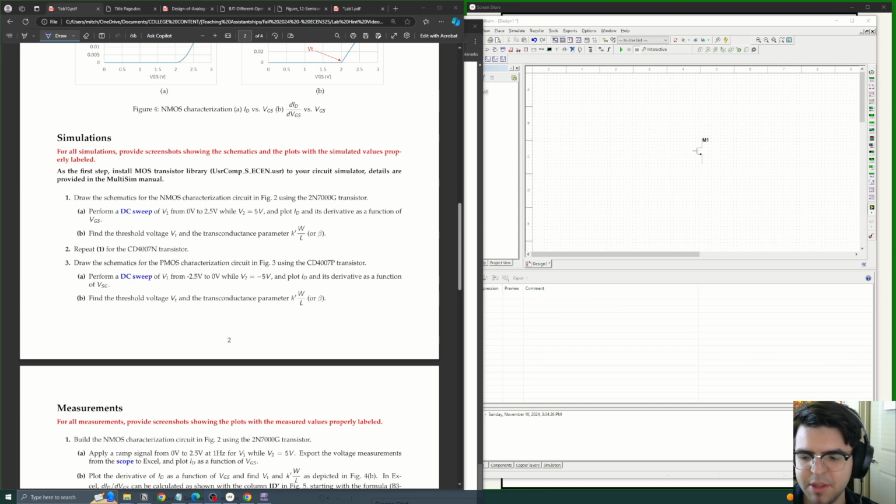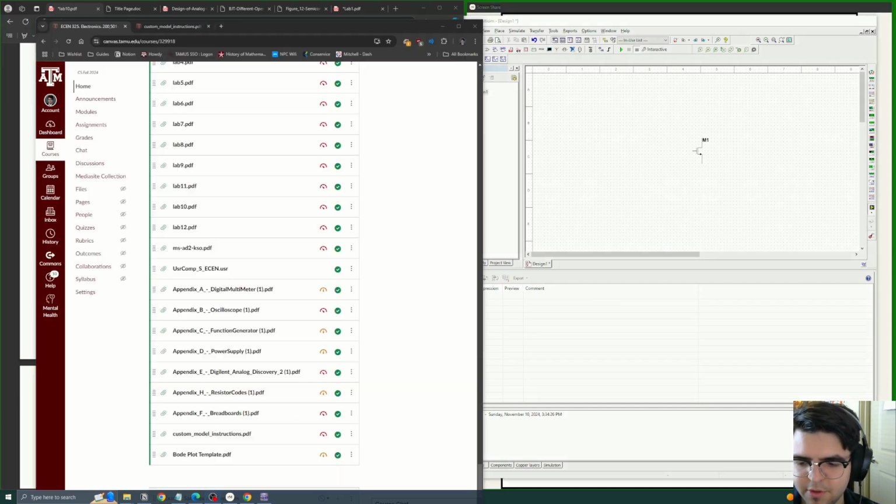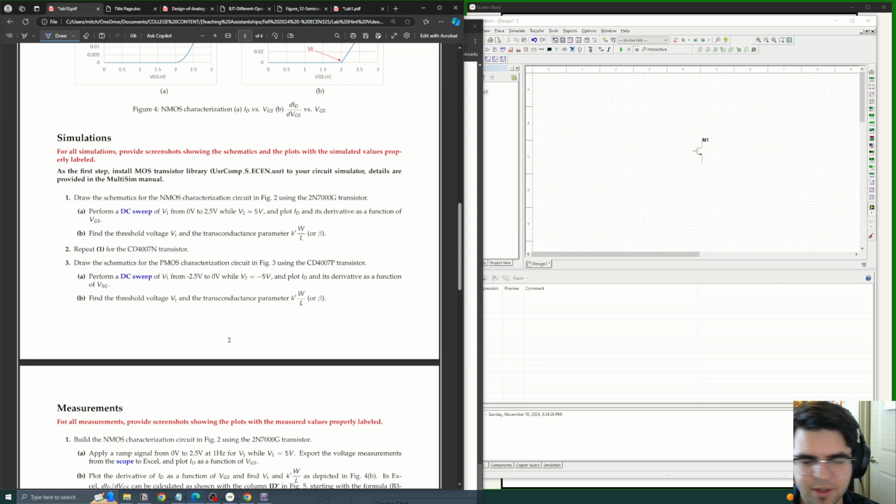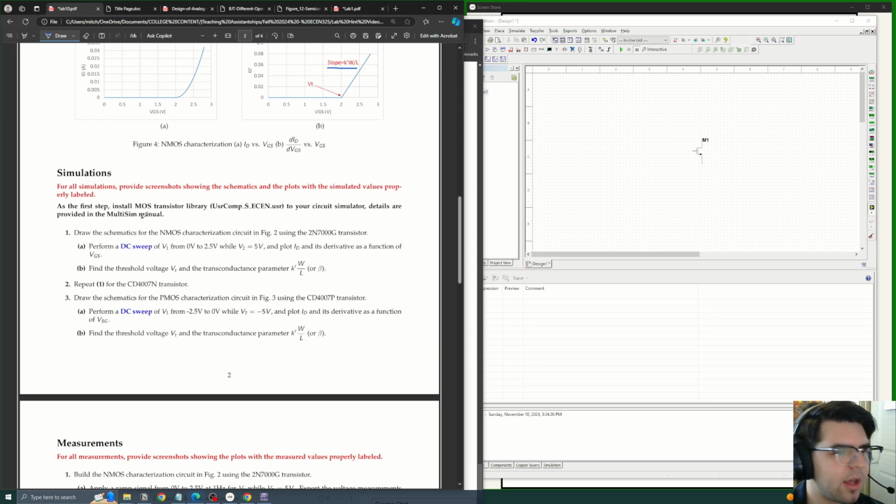So now let's talk about the simulations that you need to do for your pre-lab. Many of y'all will be happy to see that we're not doing any calculations. But the first thing we need to do is that there aren't actually specific components in Multisim for the devices that we have access to in lab, so we have a custom MOS transistor library that we're going to upload into Multisim to use.